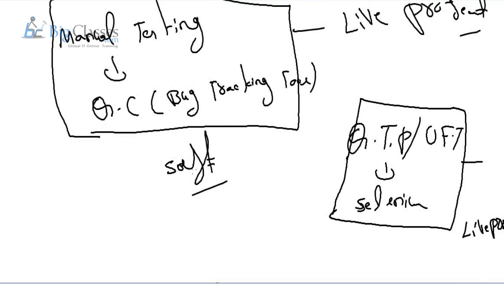And Selenium, which type of Selenium do we study? Selenium IDE, Selenium WebDriver, which one, sir? I'll explain the core basics.